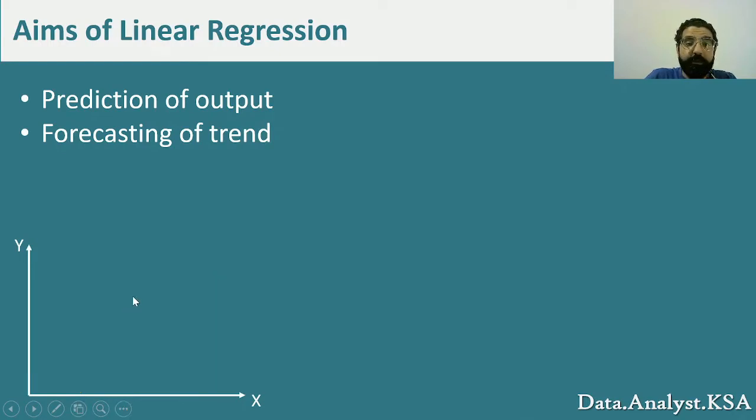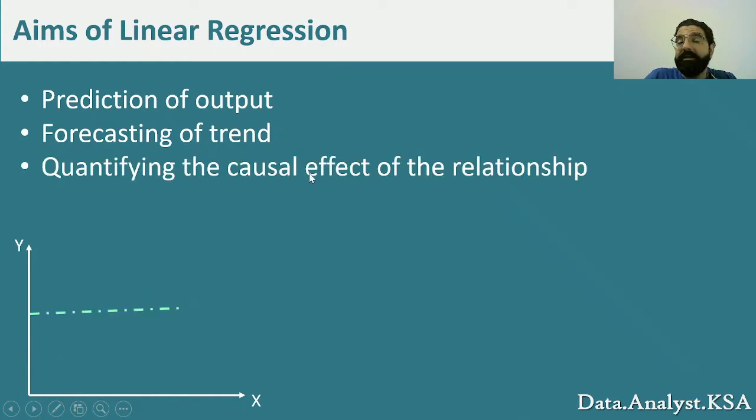Also, we can quantify the causal effect of the relationship, or the strength of that relationship. How much is y affected by x? For example, if our regression line ended up looking something like this, we can say that there is a weak relationship between x and y, because as x is increasing, y is barely increasing. Also, if we look at something like this, we can say that y is not really affected by x. For a specific value of x, y can be any value on this line. If we look at this line, for example, we can say that there is a strong linear relationship between y and x.